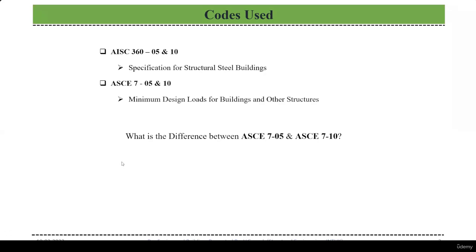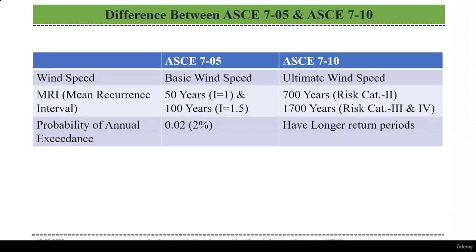And the next thing, ASCE 7-05 and 7-10. This is the minimum design loads we have to consider for buildings and other structures. This was also modified in 2010. The latest version is 16 here. So why are we discussing 05 and 10? What is the difference between ASCE 7-05 and 7-10? This is the main important aspect we have to know.